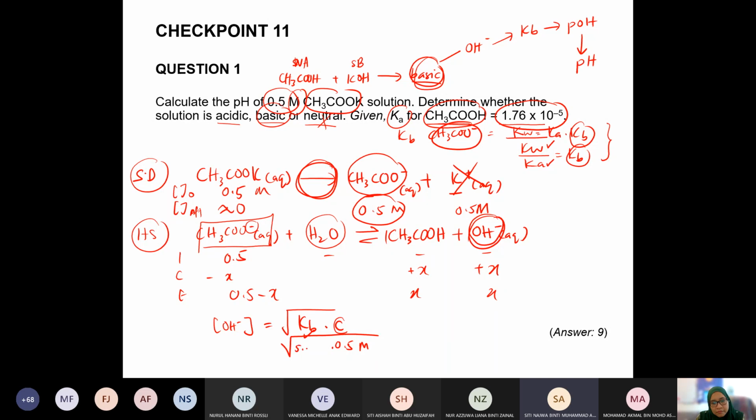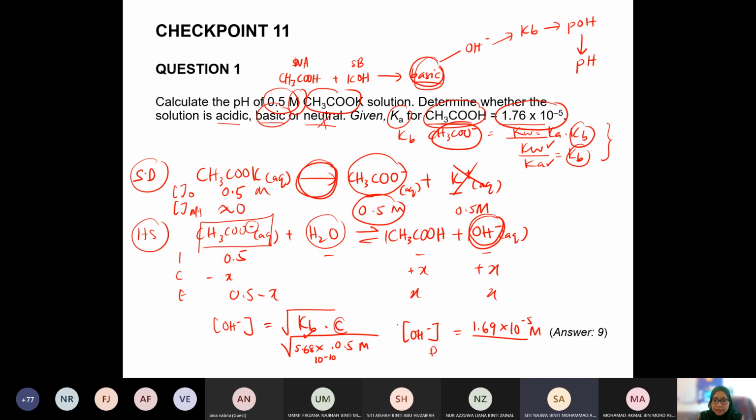5.68 times 10 power of -10. Alright, so you simply multiply this value and then you square root everything to get the value of OH minus. So what will be the value for the concentration? 1.69 times 10 power of -5. Okay, alright, so this is the concentration of OH minus.